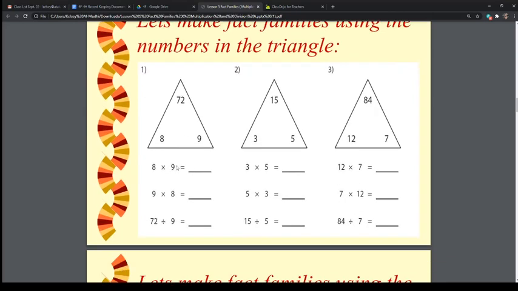So using these numbers, we would go into multiplication and then into division. So we would use the two bottom corners, 8 and 9, 3 and 5, and 12 and 7 to get our first 3. Then we would switch these numbers, 9 and 8, 5 and 3, 7 and 12. And then we would put the larger number in front and change the symbol from multiplication to division, making it 72 divided by 9, 15 divided by 3, and 84 divided by 7.